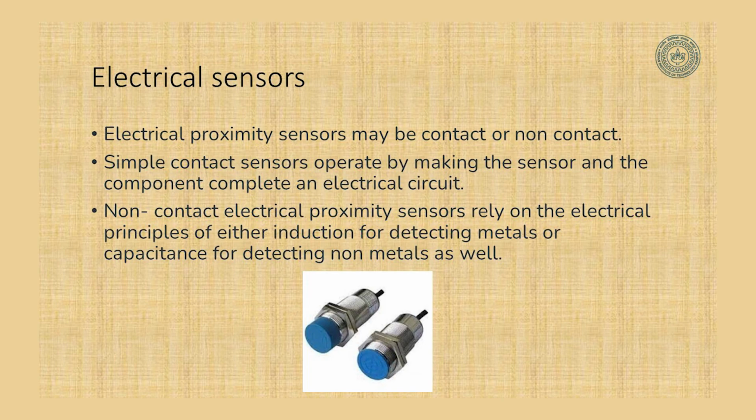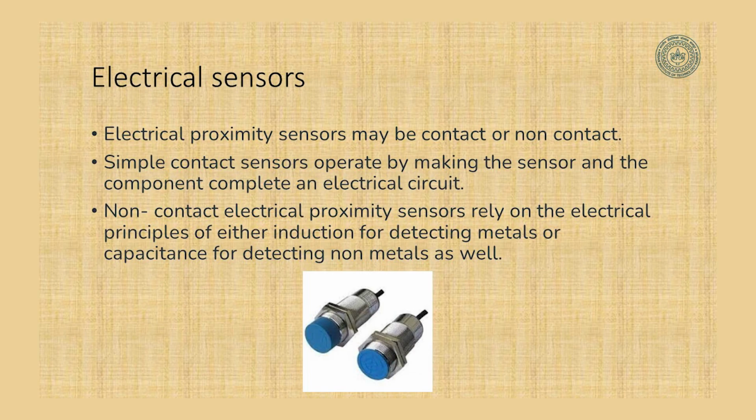Now let us look at the different types of sensors, because you will be using different sensors in your project. It is nice to open up your eyes to all the different types of sensors and what they do. Firstly, electrical sensors. Electrical proximity sensors measure the proximity of objects to the sensor. Those again may be contact or non-contact types. Contact types will tell you if the sensor is in contact with a certain object, and non-contact types will measure the distance from a distance.